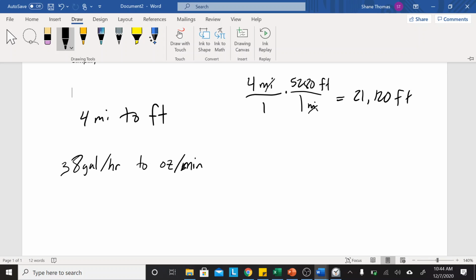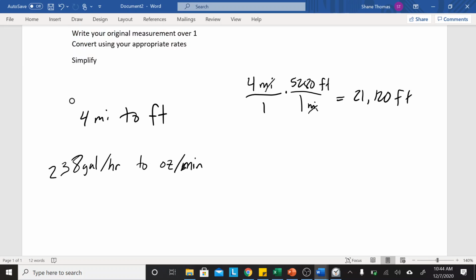All right, it's 38. You know what? Let's make it a little bigger. 238 gallons per hour to ounces per minute. And remember, this will be fluid ounces here. So we're going to need 2 rates. We need one where we have gallons to ounces, and we need hours to minutes, right? Let's start with this guy, just like we did before. So we have 238 gallons over 1 hour.